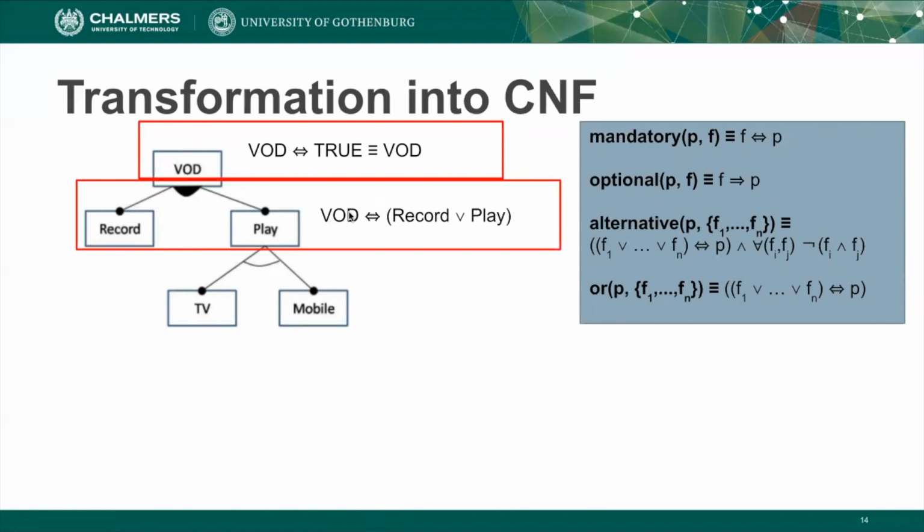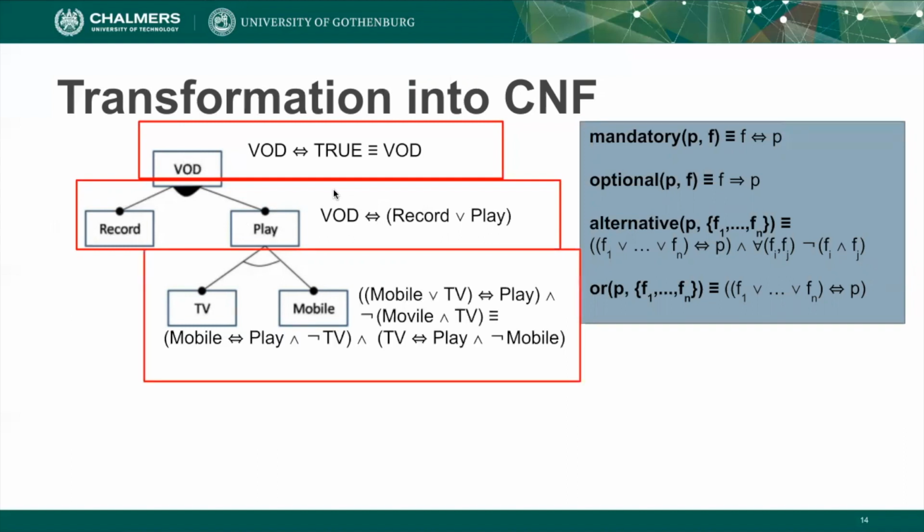So if we choose VOD, that implies we choose record or play. And we can choose both if we want, right? There's no restriction. And if we choose at least one, if we choose record, we must choose VOD as well. If we choose play, we must choose VOD as well, right? So we've got that again, that equivalence. Now we move down again, right?